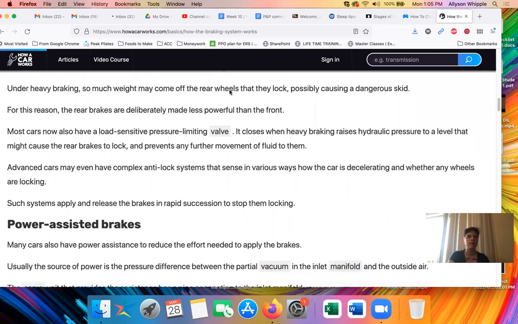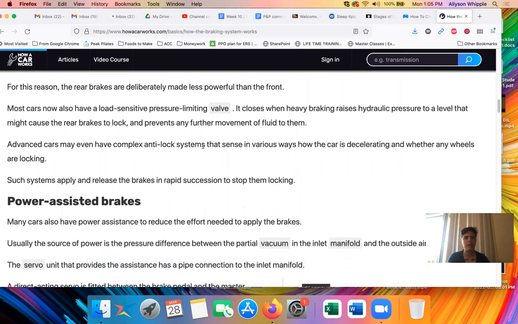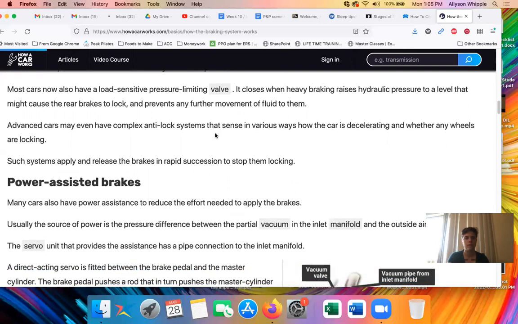Under heavy braking, so much weight may come off the rear wheels that they lock, possibly causing a dangerous skid. For this reason, the rear brakes are deliberately made less powerful than the front. Most cars now have a load-sensitive pressure limiting valve. It closes when heavy braking raises hydraulic pressure to a level that might cause the rear brakes to lock and prevents any further movement of fluid to them.